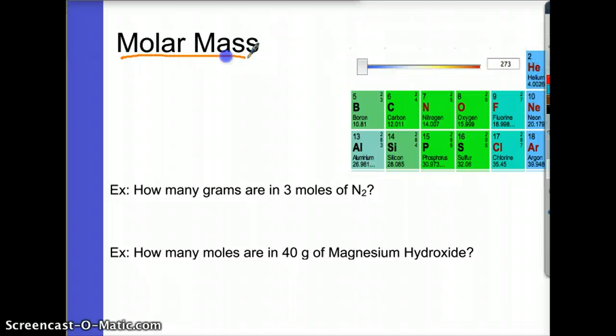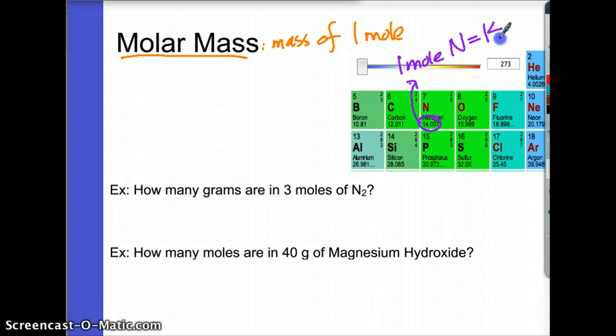So another definition we need to know: molar mass. The molar mass is the mass of 1 mole of a substance, whatever that substance is. It can be 1 element, it could be a compound, whatever. So for example, if we look at the periodic table here, just to refresh our memory, this should be pretty review. For nitrogen, we have this mass right here of 14.007. This means that 1 mole of nitrogen, pure element N, equals 14, and I'm just going to round it, grams.